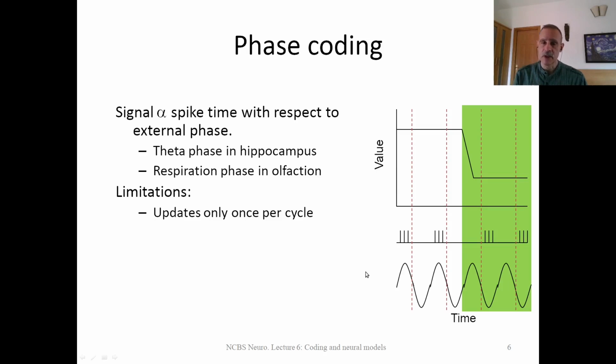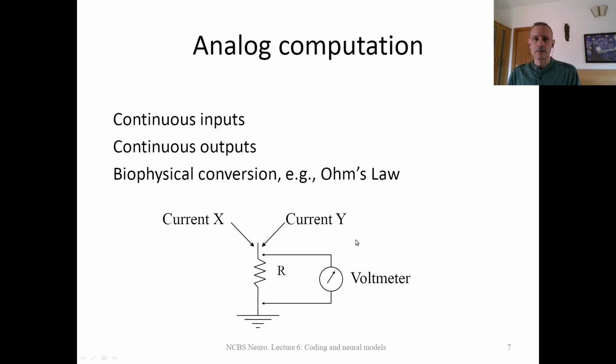There's something still more involved called phase coding. I won't dwell on it. It basically has to say that the signal value depends on what time the action potentials come with respect to some underlying phase. So for here for example, these are close to the peak of the phase, so it encodes a high value. Here these inputs are close to the bottom of the phase, so it encodes a low value. We'll deal with this later.